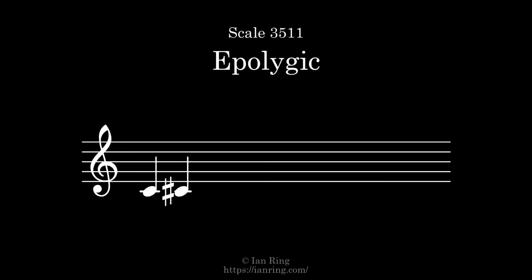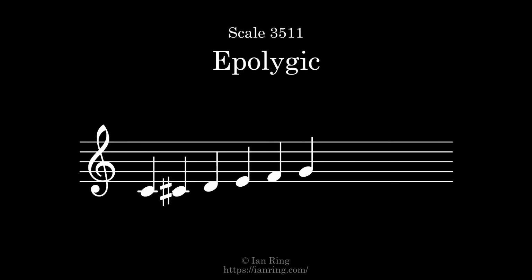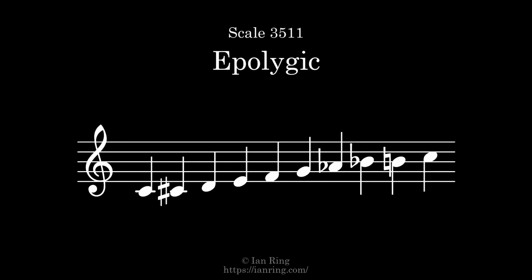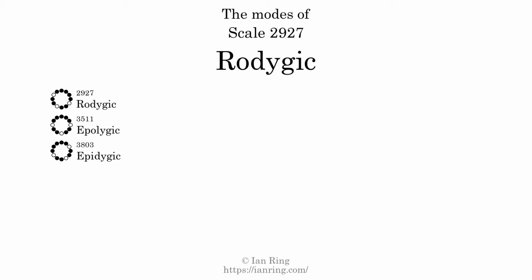This scale has 9 modes. The first mode is itself. The second mode is scale 3511, also known as epilogic. It sounds like this. The third mode is scale 3803, also known as epideugic. It sounds like this.